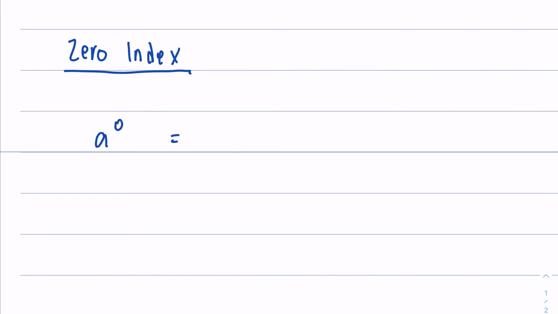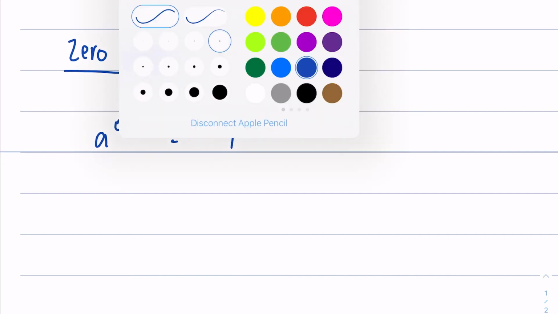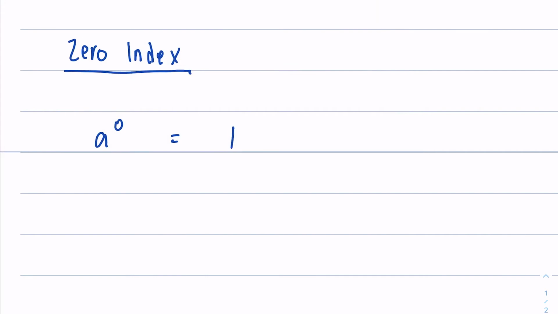Anything raised to the power of 0 will give you 1. And I mean anything; you can test it in your calculator. a to the power of 5, a to the power of 0, 1, or 99 to the power of 0 gives you 1 also. Besides the zero index, we can look at negative index.